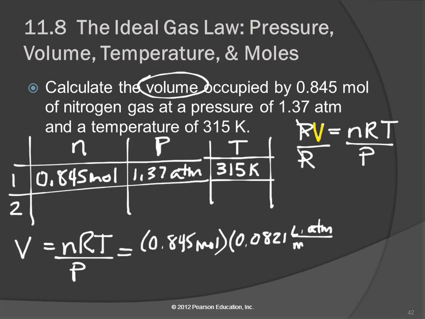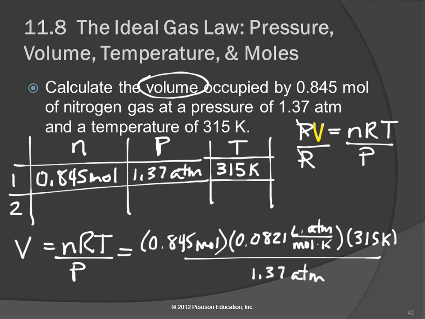Liter atmospheres per mole Kelvin, and then our temperature, 315 Kelvin, and then we're dividing by pressure, 1.37 atmospheres. Before you calculate, check the units. Okay, so we've got moles and moles, those cancel. Kelvin and Kelvin cancels. Atmosphere and atmosphere cancels. Nice. We're left with liter, a unit of volume.